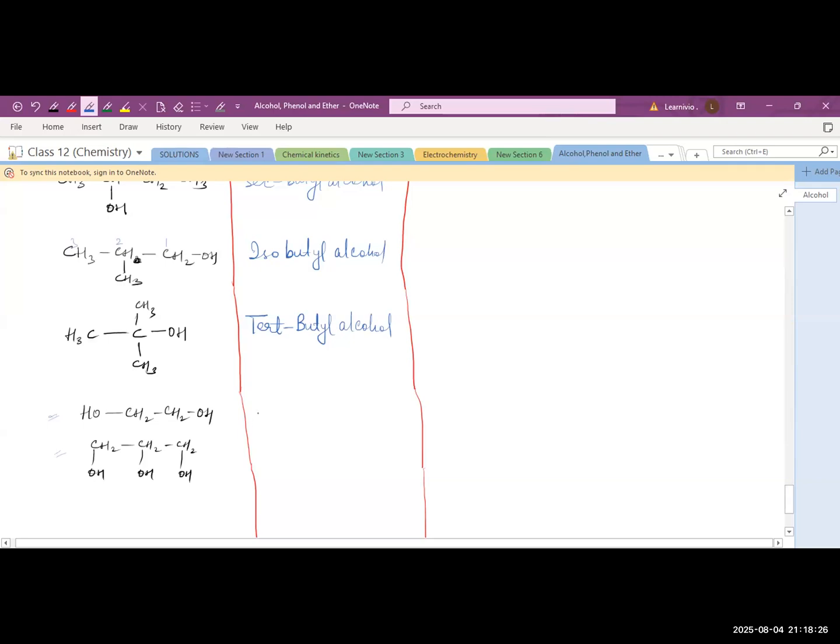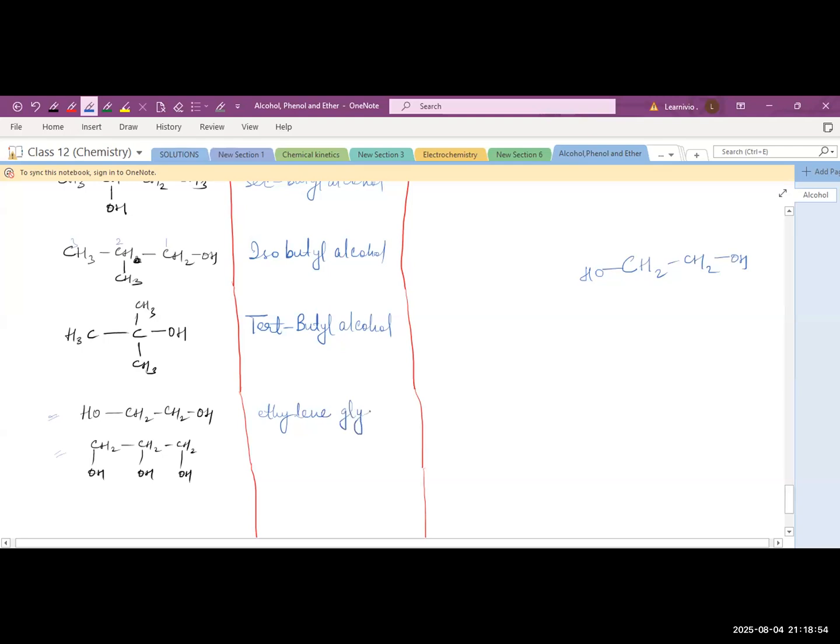This will be, for IUPAC, ethane-1,2-diol, and for the common name it will be ethyl dialcohol, right? Ethylene glycol, I told you. This is ethylene glycol. You can see CH2, CH2. Here I have attached it. It's the same. So this is your ethylene glycol.